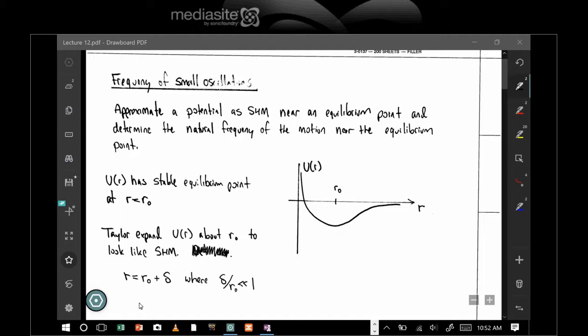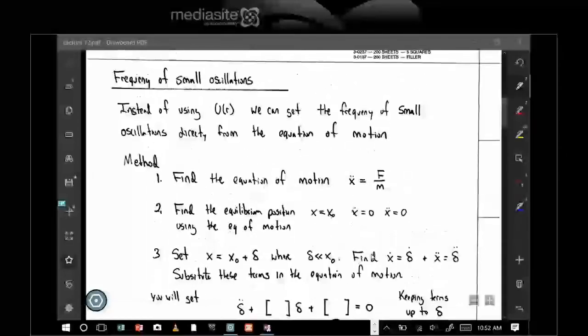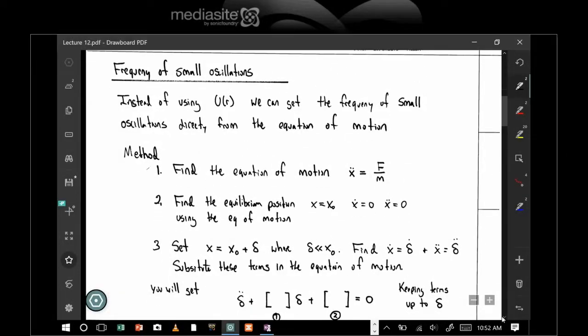Again, when I Taylor expand it, I'm going to set r equal to r naught plus delta, where delta is something small. Specifically, delta divided by r naught is much less than 1. Now, the way we're actually going to do it is I have steps. So instead of looking at the potential, we're going to actually look at the force. This is my method.